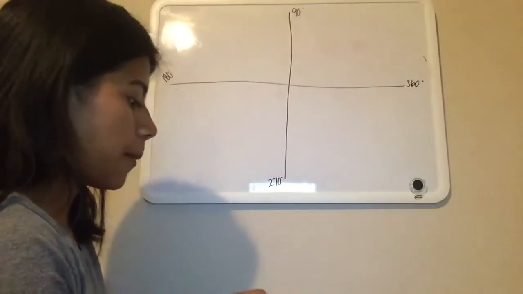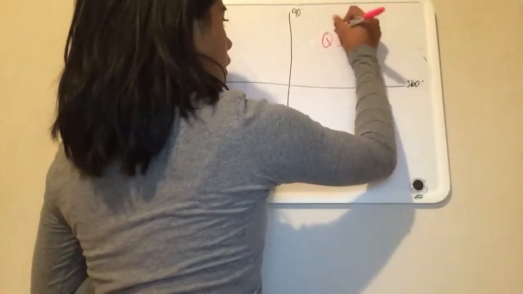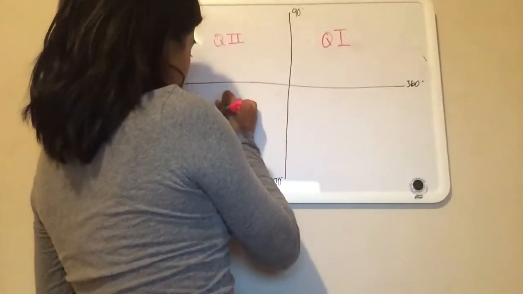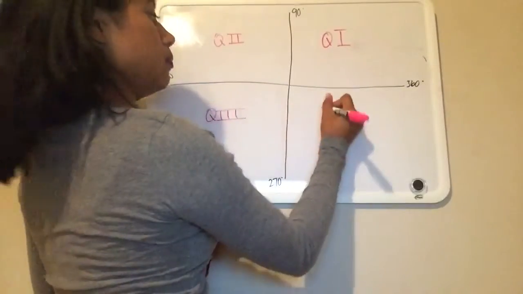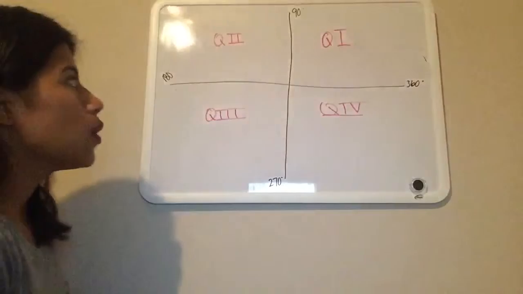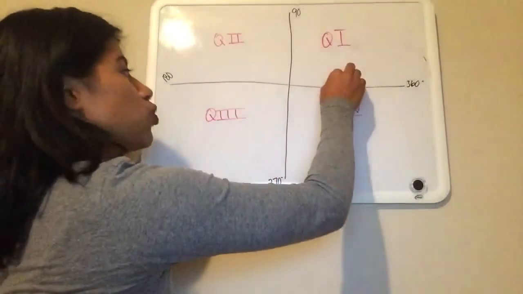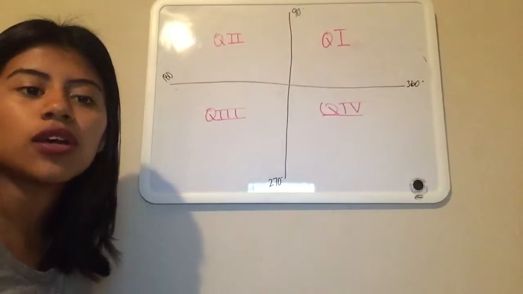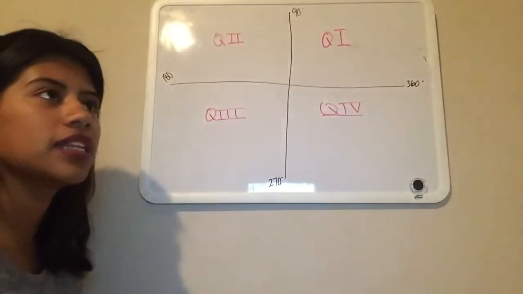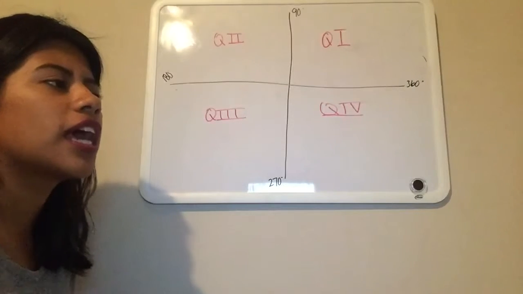The first quadrant would be right here. Quadrant 1. This is quadrant 2, quadrant 3, and quadrant 4. One thing that you have to remember is that for quadrant 1, everything's positive. Sin, tan, cosine. They're all positive. And for quadrant 2, it's all sine. The trig function for sine, it's all positive except for cosine and tangent.